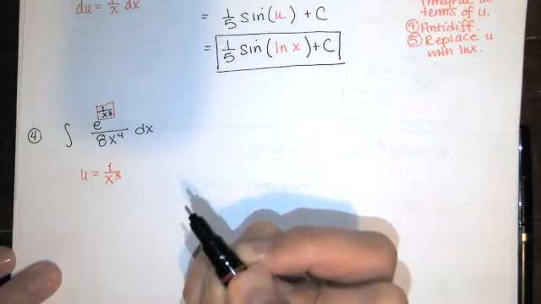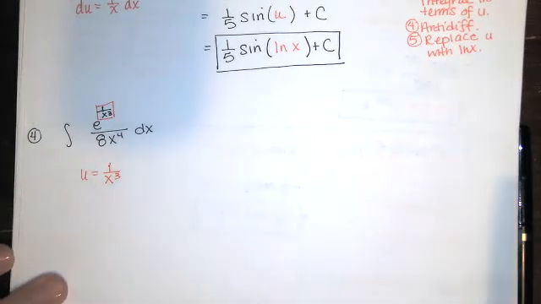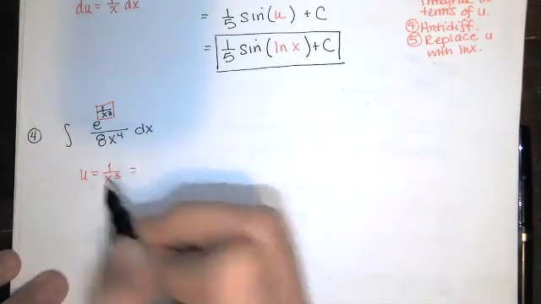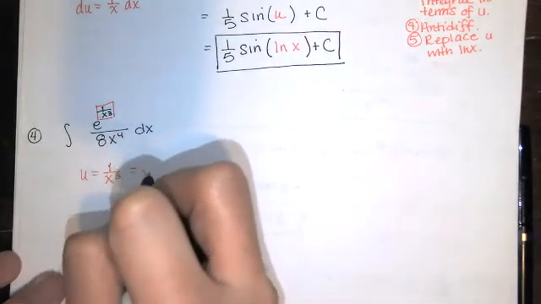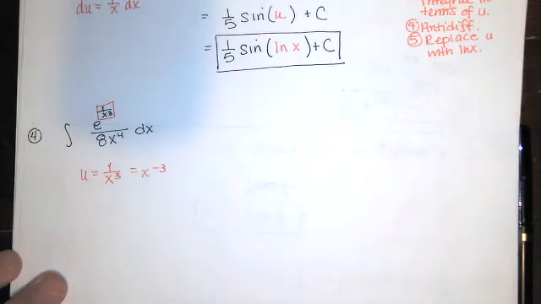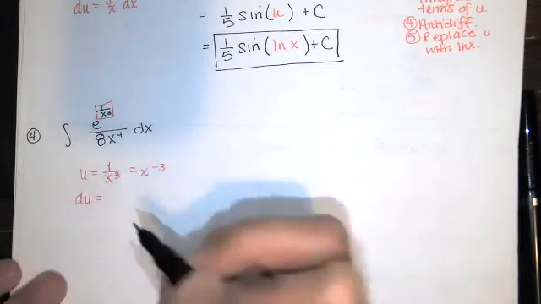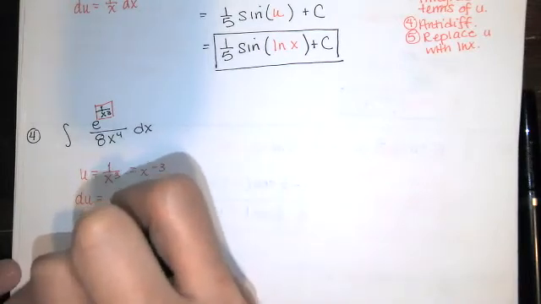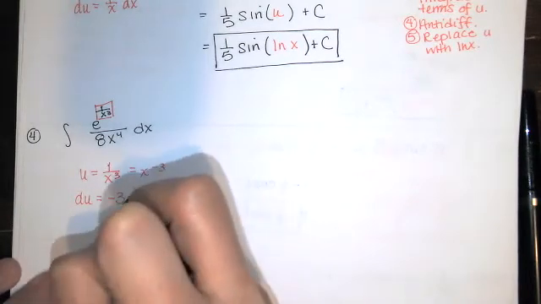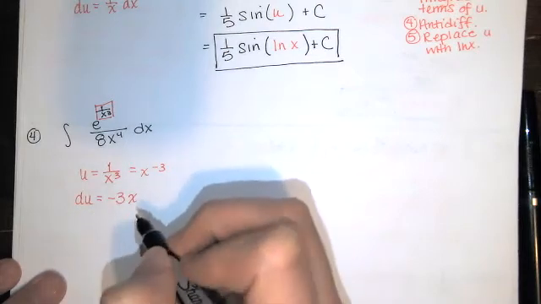Ooh, I don't know if that's going to work. Is that going to work? Be careful. What's the derivative? Or this can be written as x to the -3. What's the derivative of that? The derivative is -3. So you bring that power down, multiply by x to the 1 less power.